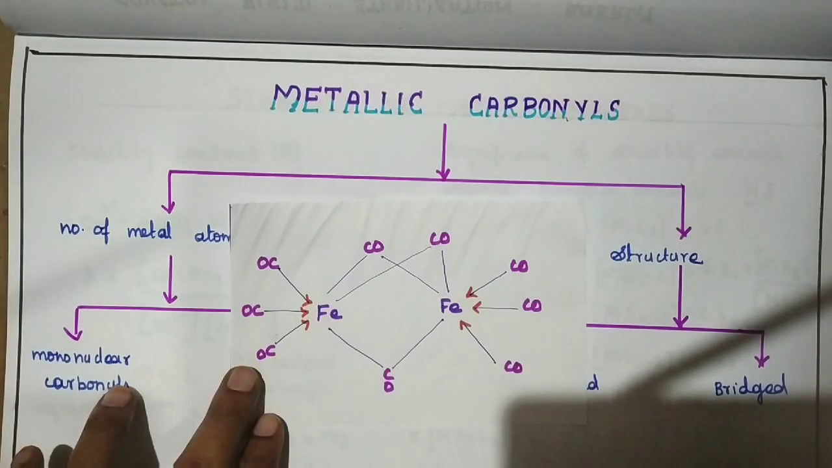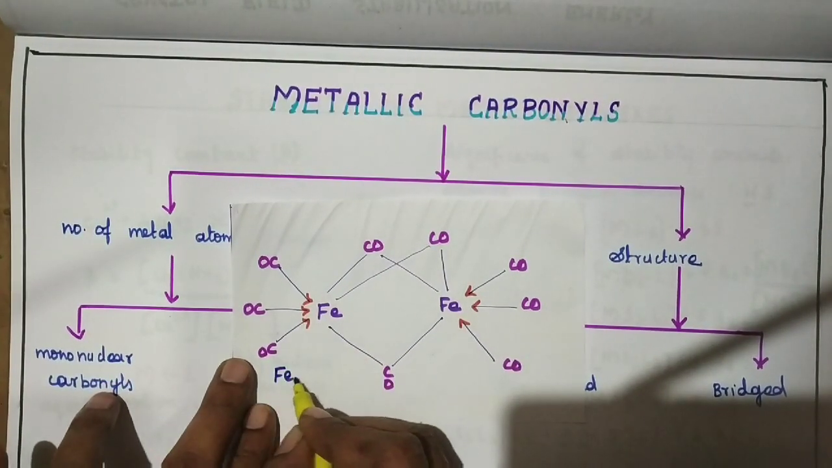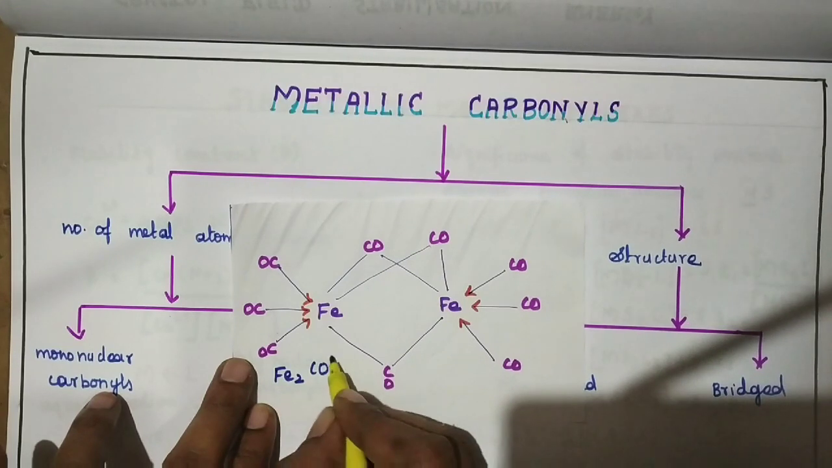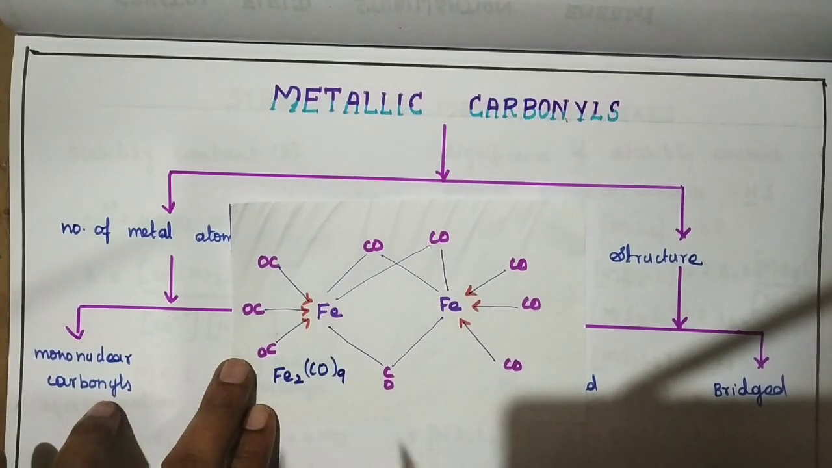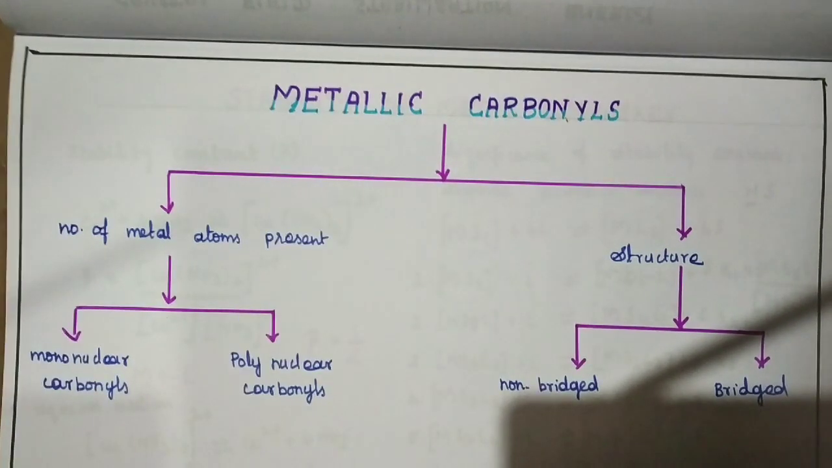One more example, Fe2(CO)9. This is a polynuclear carbonyl. Here the metallic carbonyl contains 2 or more metal atoms; that is called polynuclear carbonyls. Are you understood? Next, classification based on the structure. It is classified into two different ways.